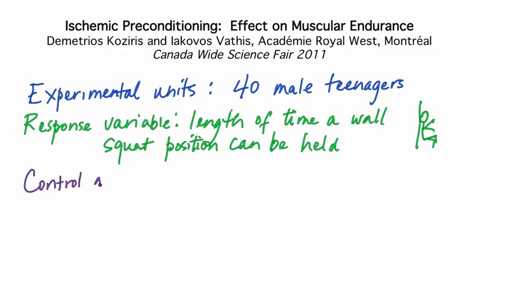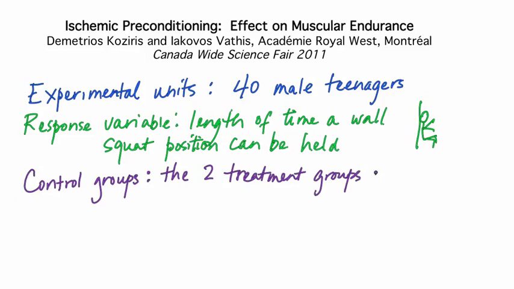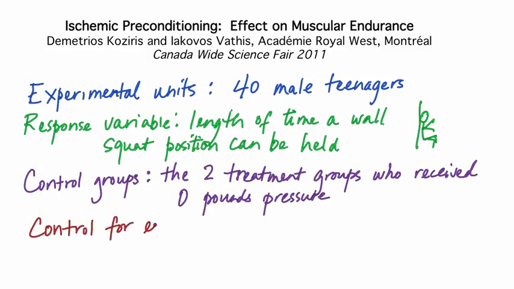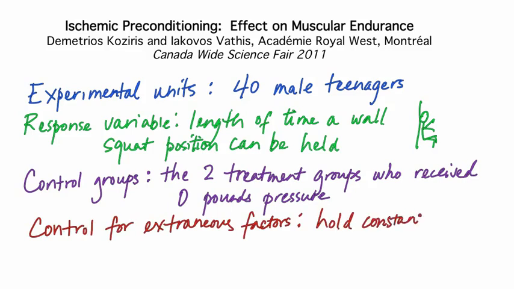Note the use of a control group here. The students needed to know if ischemic preconditioning worked, so they gave a sham treatment of 0 pounds to some of their experimental units, some of whom got 0 pounds for 10 minutes and some for 20 minutes. Moreover, to control for extraneous factors, only a specific group of people were studied, namely, male teenagers of similar athletic ability, chosen because they participate in sports at school.